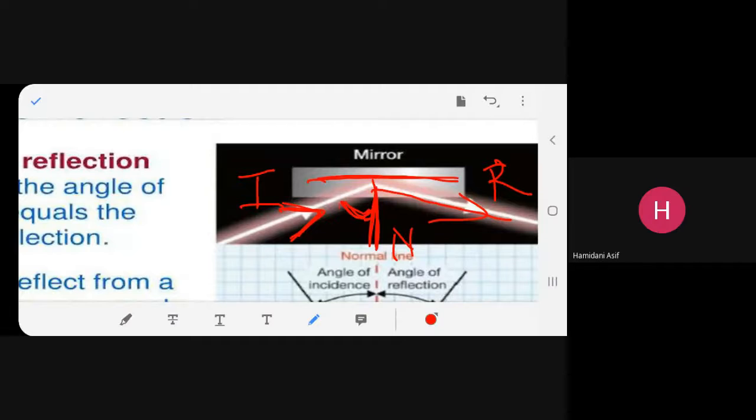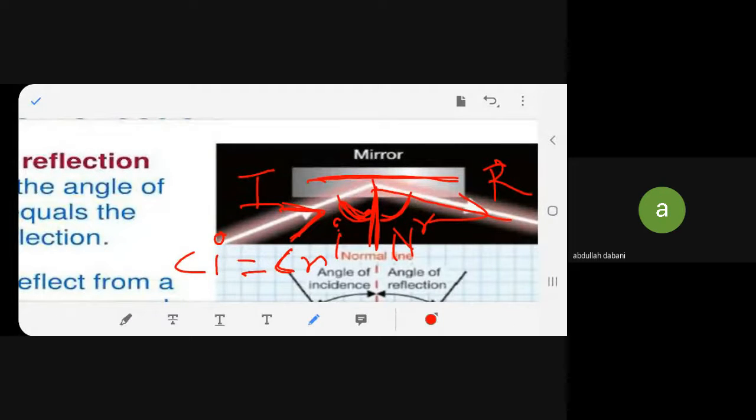What is this angle? Incident angle. Very good. And what is this angle, beta? Reflection angle, the reflected angle. So what is the formula? Angle I is equal to angle R. Very good. That's the first law we know.